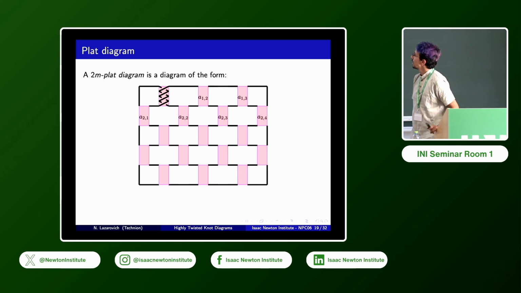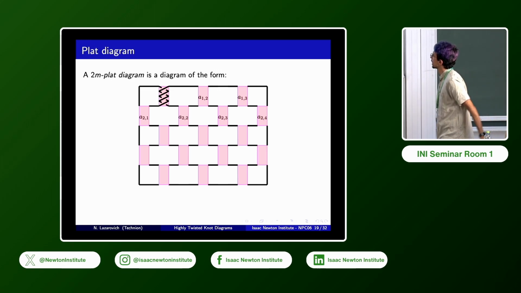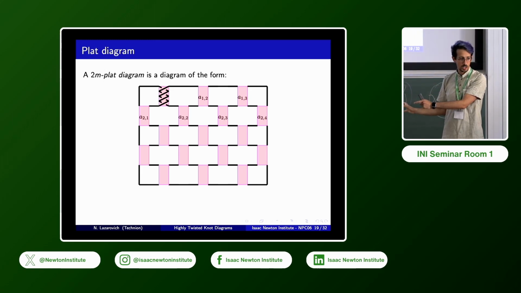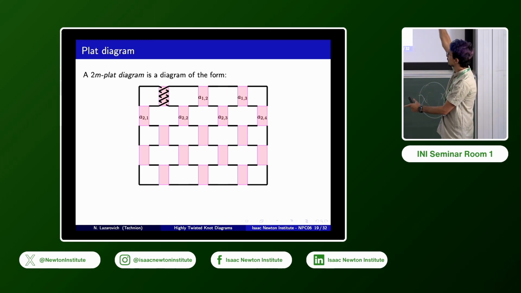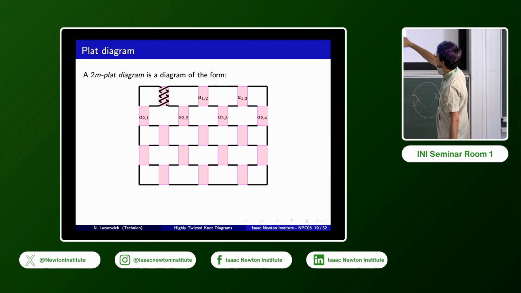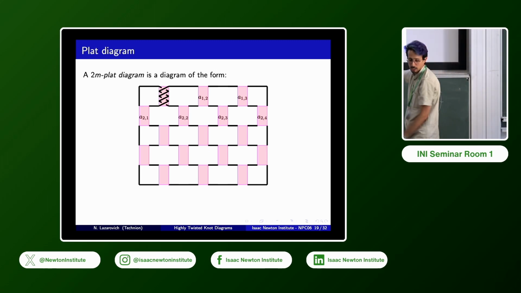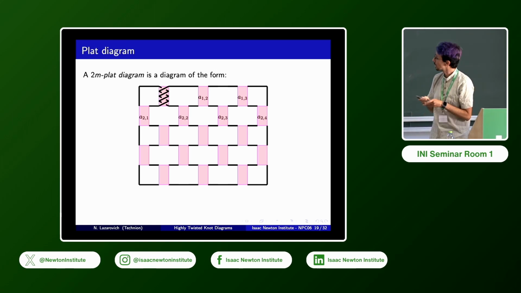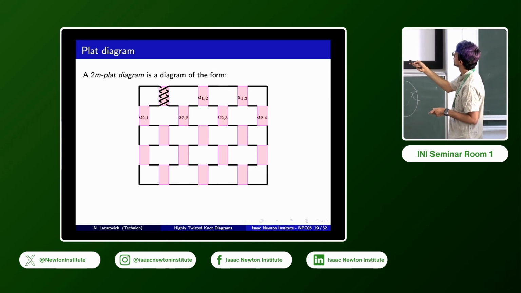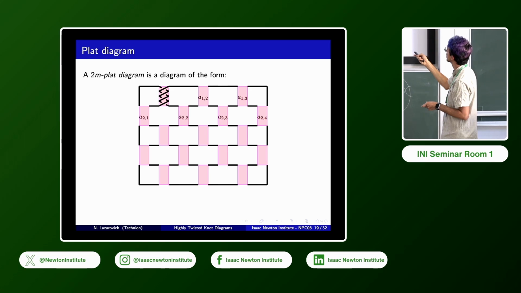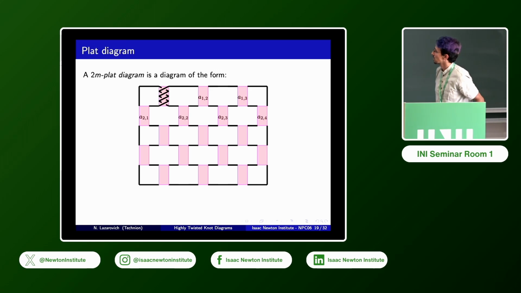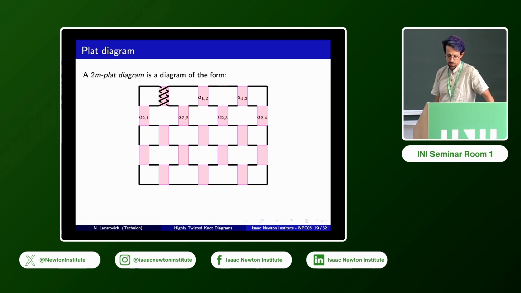So what's a flat diagram? A flat diagram is you take a braid on 2m strands, and then you close the top and you close the bottom. So this is supposed to be a braid, and you close the top with little arcs, and you close the bottom with little arcs. You get a flat diagram. Every knot has such a diagram. It's not too difficult to see.